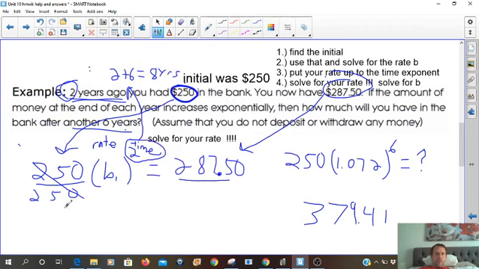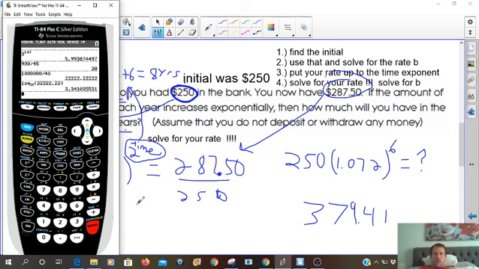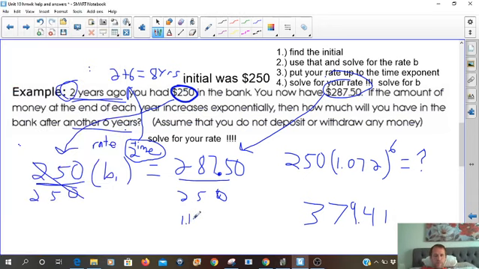Okay, there we go. To solve for B, we divide both sides by 250. So now you take the $287.50 that you made after 2 years and divide by 250 to figure out our rate. So that's 1.15. Then we bring down B, which is our initial rate, but we also bring down the 2 years. So that's B squared, okay?